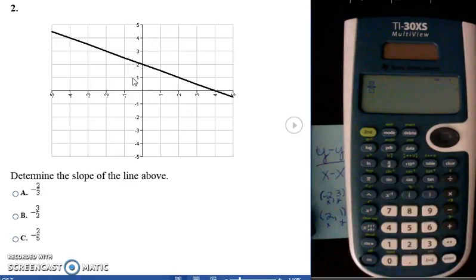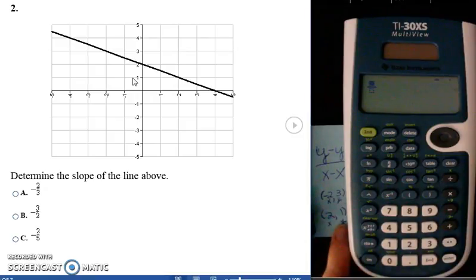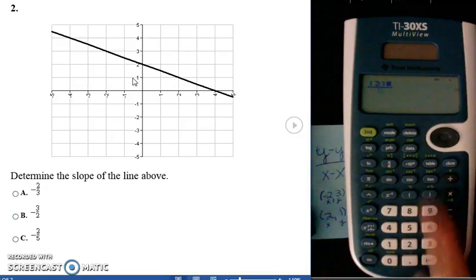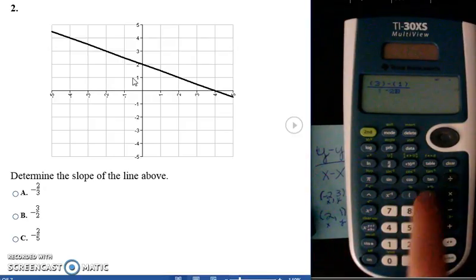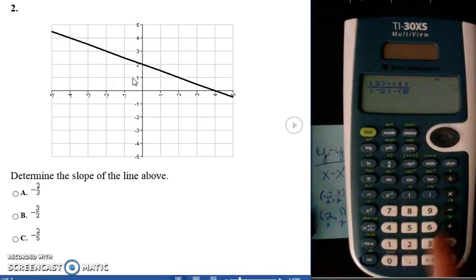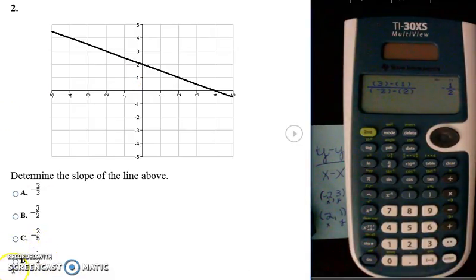So I press my fraction button, and I'm going to subtract my y values on top first, and my y values here are 3 and 1. So I'm going to have a 3 in parentheses minus a 1 in parentheses. Scroll down using the down arrow to the bottom, and there I'm going to subtract my x's, and my x values here are negative 2 and 2. So I'm going to type negative 2 in parentheses minus a positive 2 in parentheses, and I press enter, and then it all simplifies down to negative 1/2. So letter D here is going to be my final answer.